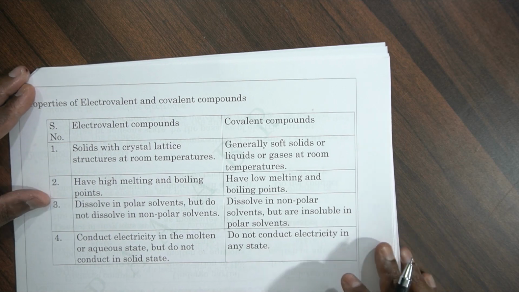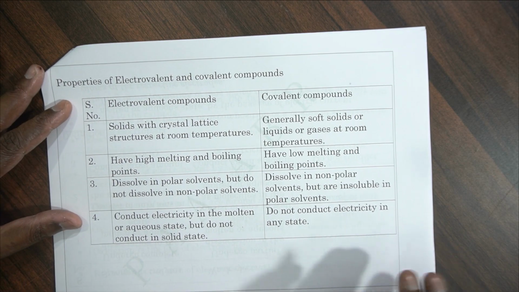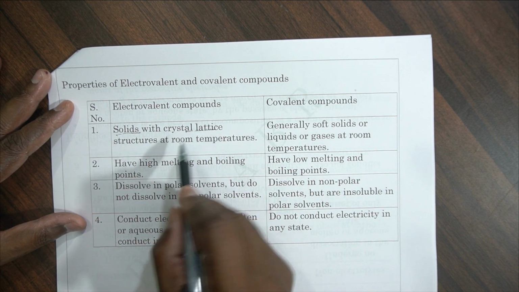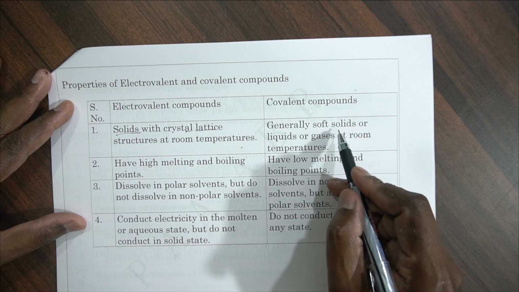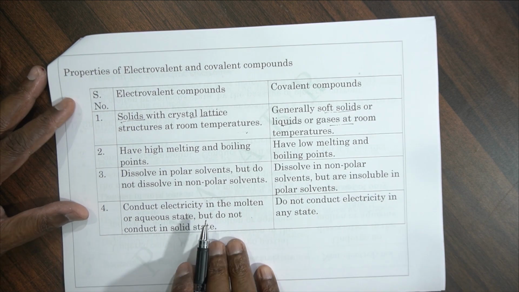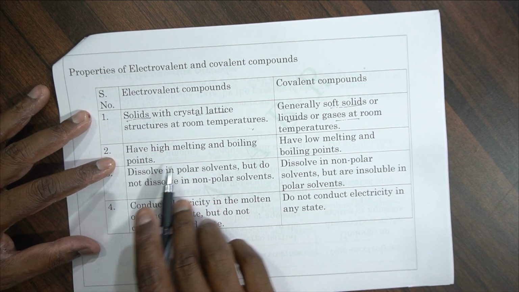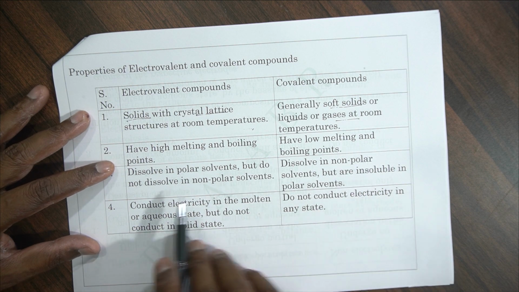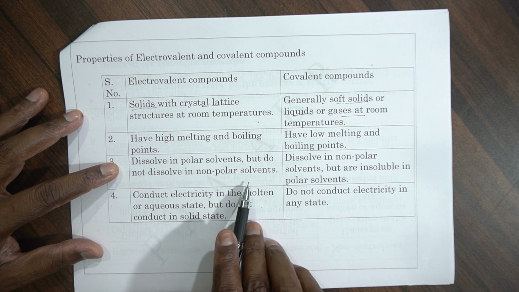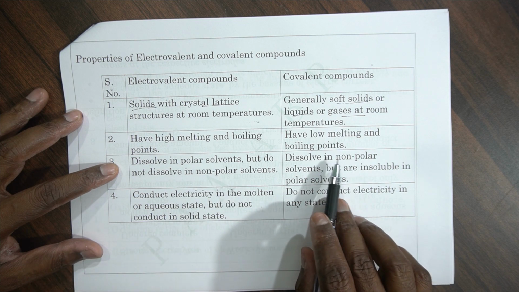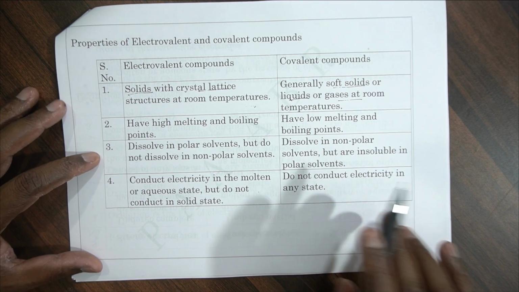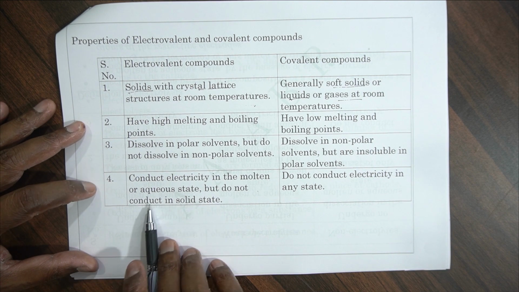And then let us move into electrovalent and covalent compounds, the properties. Electrovalent compounds are solids with crystal lattice structures at ordinary temperatures, whereas covalent compounds are generally soft solids, liquids or gases. Electrovalent compounds have high melting and boiling points. Covalent compounds have low melting and boiling points. Electrovalent compounds dissolve in polar solvents, but do not dissolve in non-polar solvents, whereas covalent compounds dissolve in non-polar solvents but are insoluble in polar solvents. This is a general trend. There are exceptions.